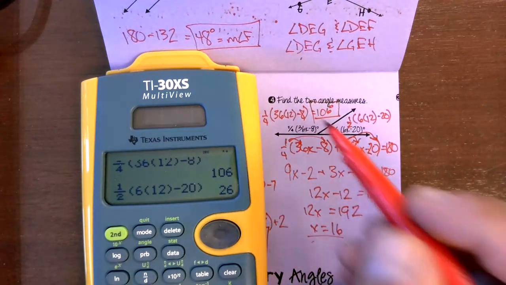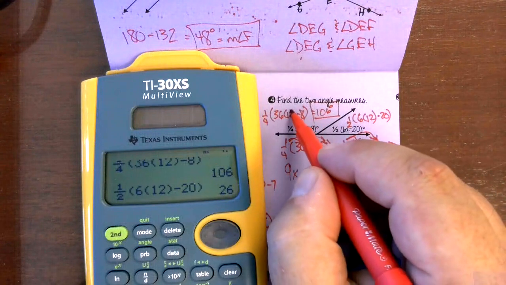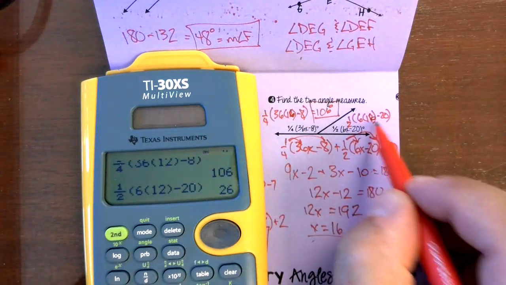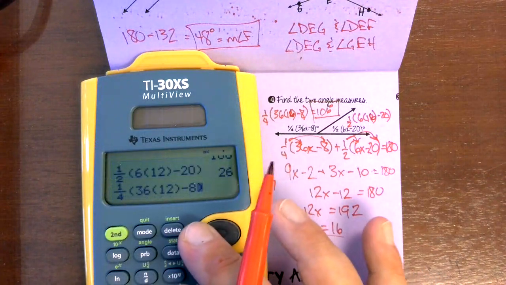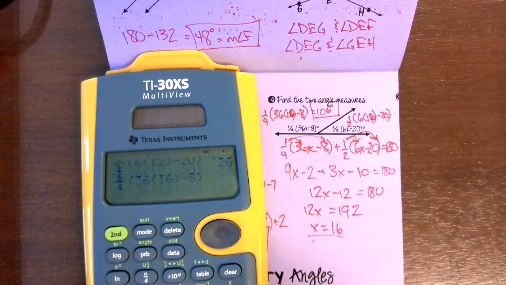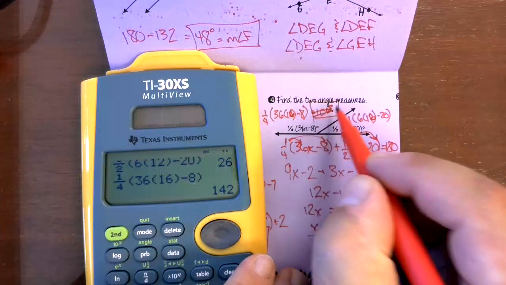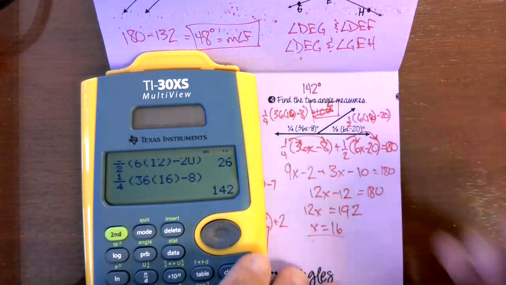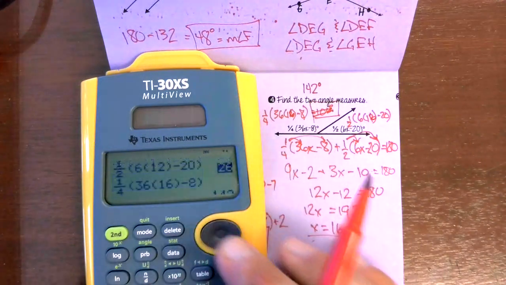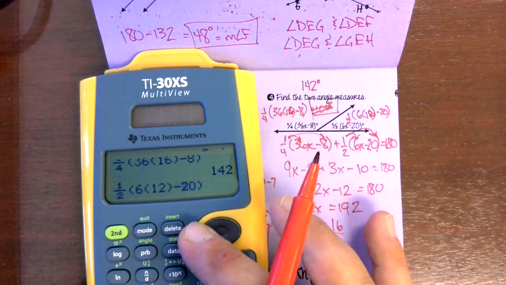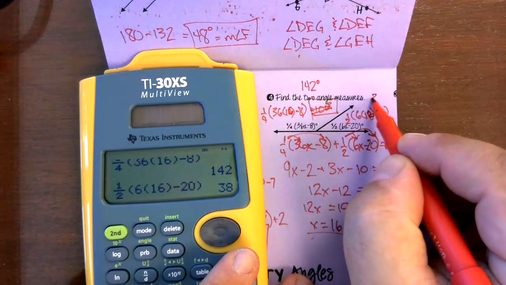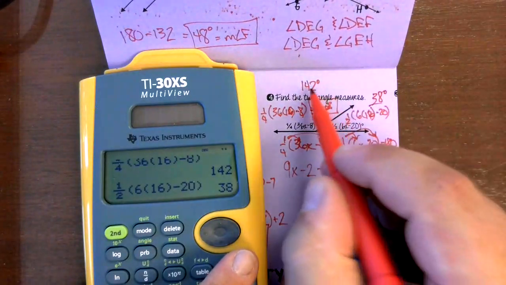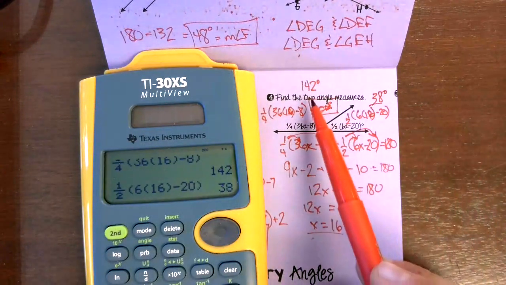And that gives me, well, something seems wrong. Oh, I should use the right number. I used a 12 instead of a 16. I'm going to have to go back up and fix both of these. Use a 16. That gave me 142. And then use this one and use a 16. And that gives me 38. And those do add to 180.